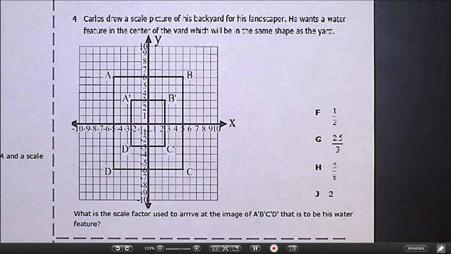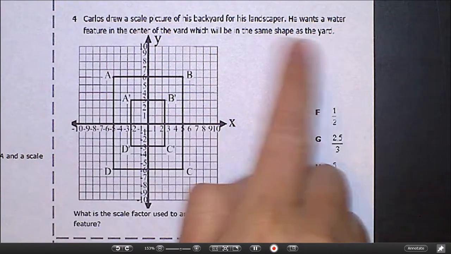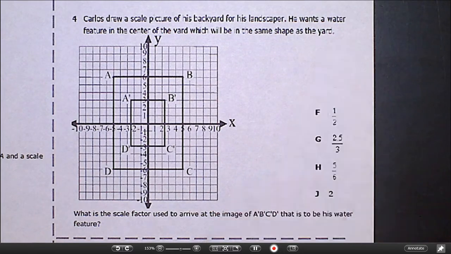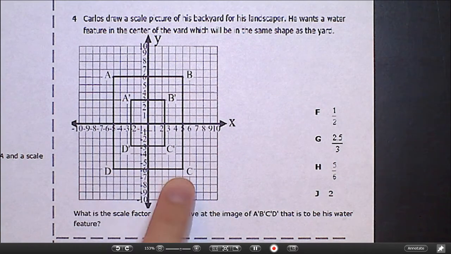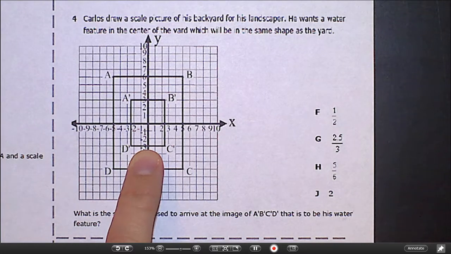Carlos drew a scale picture of his backyard for his landscaper. He wants a water feature in the center of the yard, which will be in the same shape as the yard. What is the scale factor used to arrive at the image of A prime, B prime, C prime, D prime that is to be his water feature? So, really, all of this up here didn't matter at all, because we don't need to know that it's a yard or that he wants a water feature, like a pool or a fountain or something. All we need to know is that our job is to find the scale factor used to go from A, B, C, D to A prime, B prime, C prime, D prime.